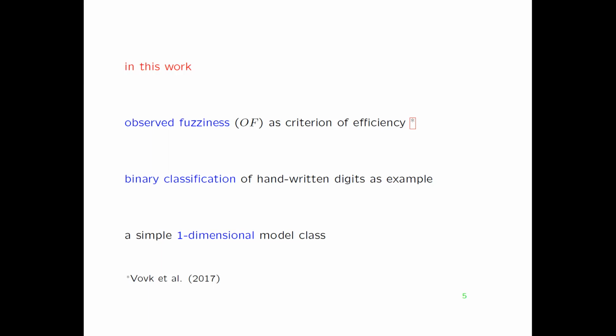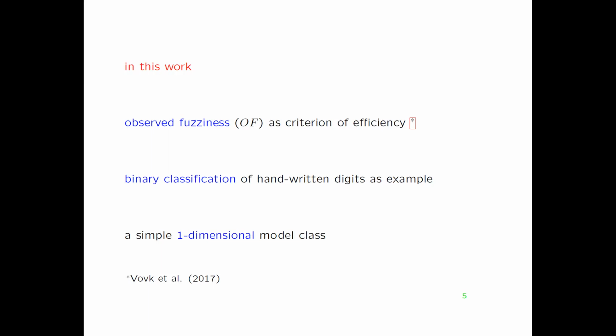described in this work from 2017 by Volodya, and is actually the sum of the p-values of the wrong classes. And what is nice about observed fuzziness is that you don't need any threshold or fix any conformity parameter, extra parameter. So it's just a parameter-free evaluation of your conformal predictions.